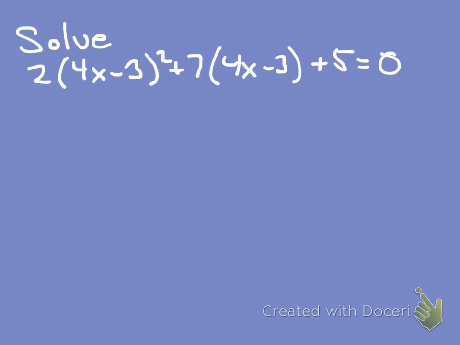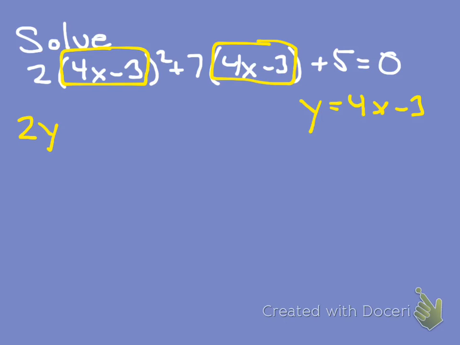We're going to use a little substitution here. What I mean by that is both terms have 4x minus 3 in them, so I'm going to make a new variable. Let's say y. I'm going to let y equal 4x minus 3. If I do that, I can rewrite this in terms of y's. I have 2y squared plus 7y plus 5 equals 0.